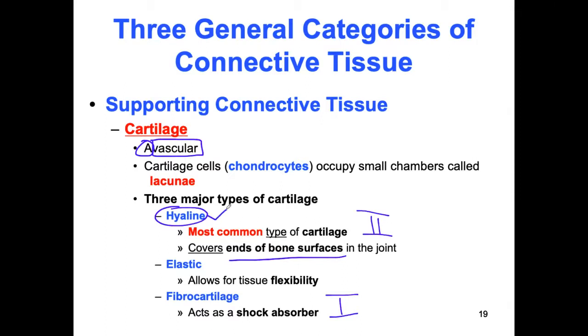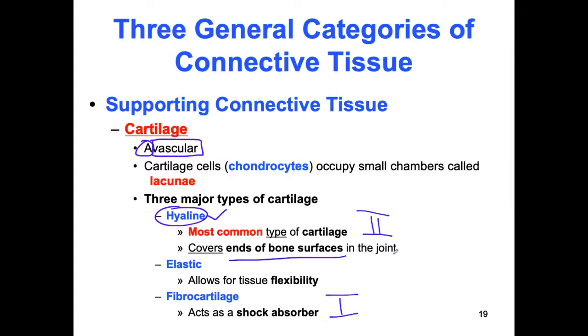So hyaline cartilage is the most common type of cartilage. It covers the ends of the bones, every movable bone from the shoulder joint, the elbow joint, the wrist joint, the finger joints, the hip joint, the knee joint, every freely movable joint.